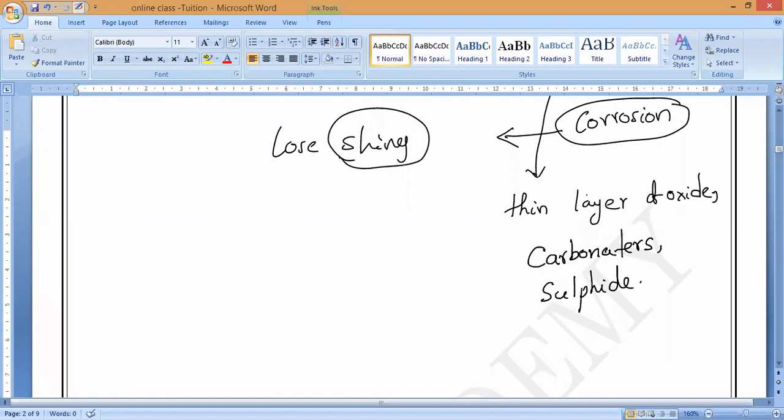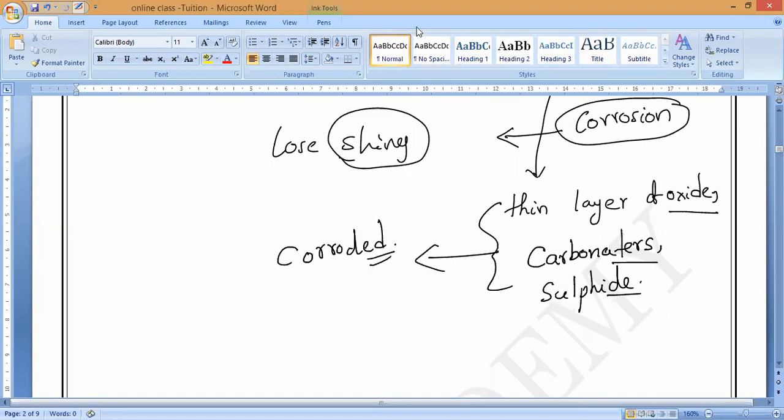That is what we can say is corrosion. Because of this, they will lose their shining or bright surfaces. Once they react with the atmosphere and form a layer of oxide or carbonates or sulfides, we can say these metals have been corroded. Understand, Kevin, Kimaira, Elmati, everybody, Pranav? They have been corroded. That is what you should remember.